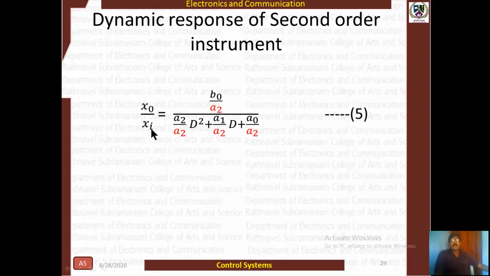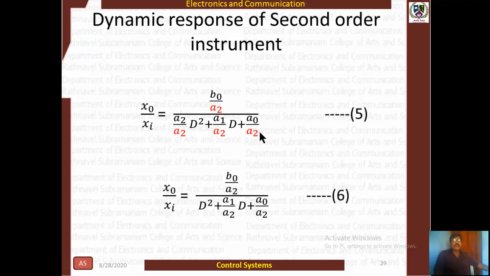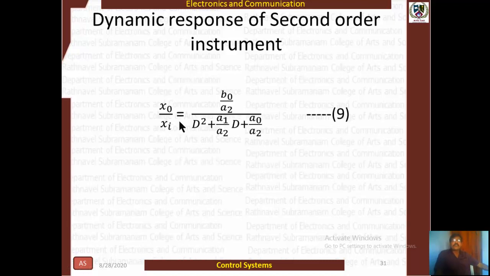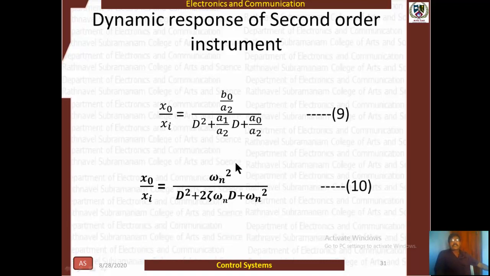Now, we will have an equation b0 by A2 divided by A2 by A2 d square plus A1 by A2 d plus A0 by A2. A2 by A2 is 1. We have to substitute the coefficients B0 by A2, A1 by A2 and A0 by A2 by some other constants. B0 by A2 is equal to A0 by A2 is equal to omega n square. A1 by A2 is equal to 2 zeta omega n, and these two constants are introduced for this. For B0 by A2 and A0 by A2, substituting omega n square, and for A1 by A2, 2 zeta omega n.